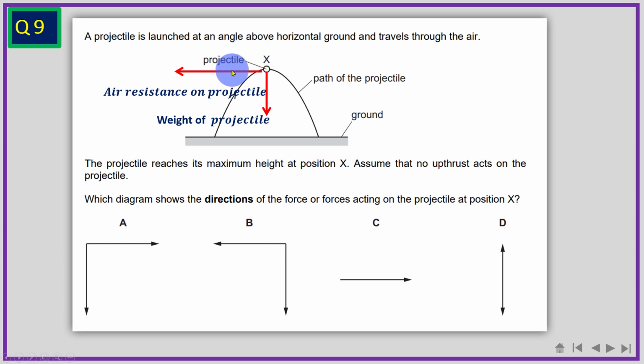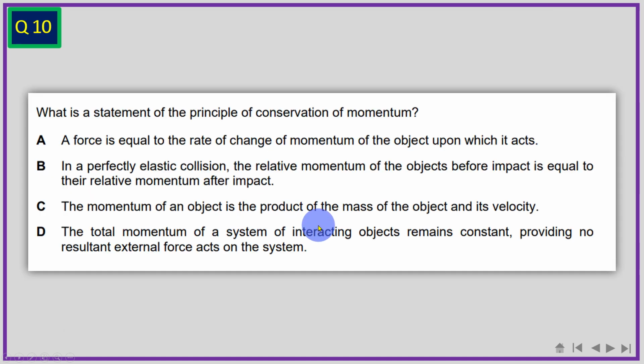So over here, I've shown you how the answer is arrived at. At this particular point, there is air resistance on the projectile because the object is traveling through air. Unlike the other question where we were asked to ignore air resistance, there is also the weight of the projectile. That's why the answer is B. Let's look at question number 10.